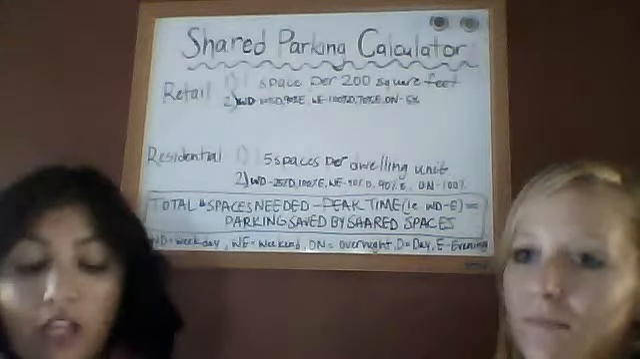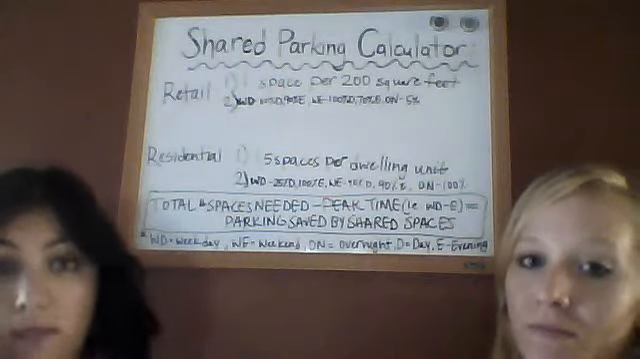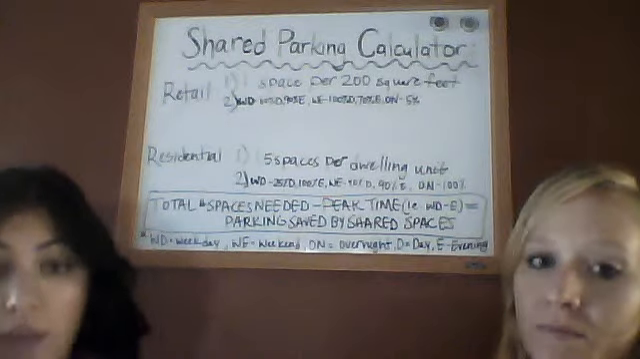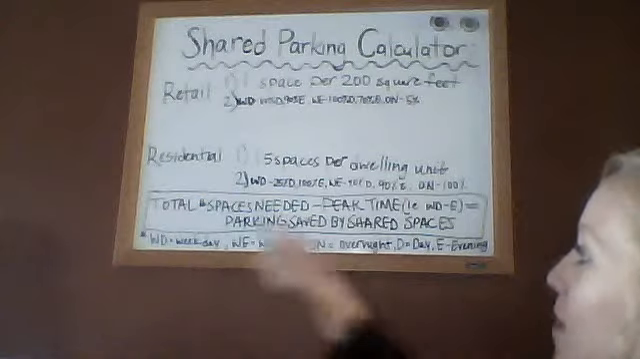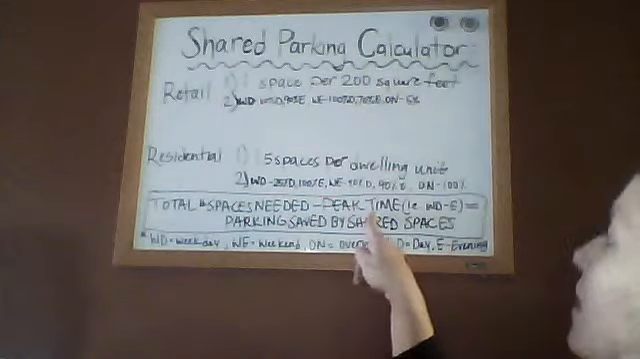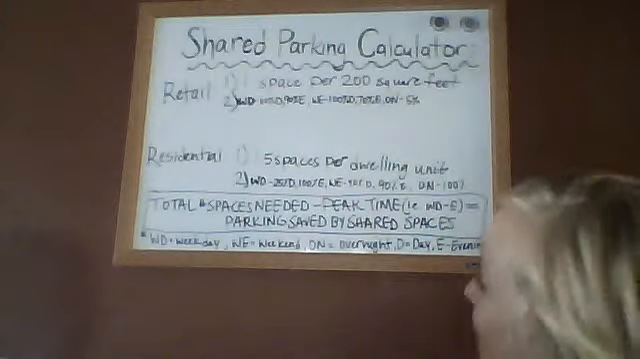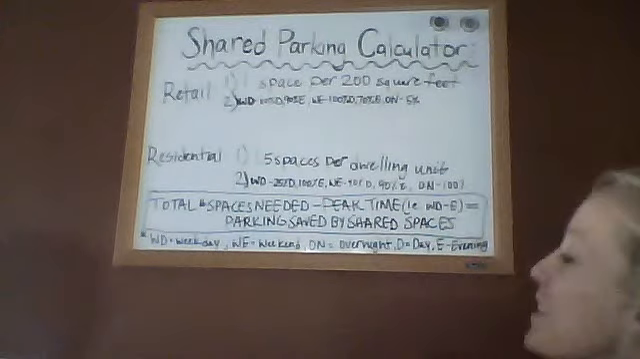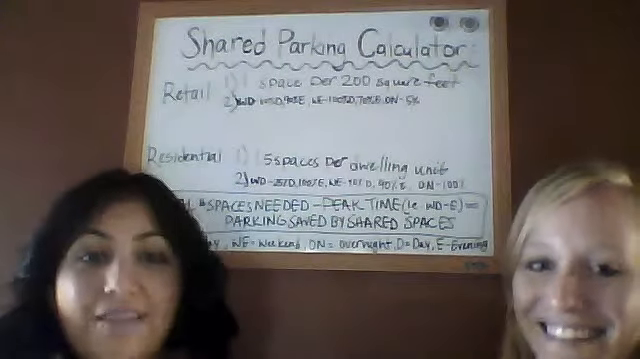Step 3. Looking at the above, weekday evening is the time that we need the most spaces on average between the two uses. So, the total number of spaces needed minus the peak time, weekday evening, equals the saved parking by shared spaces. Now you know how to calculate for shared parking in a mixed-use development.